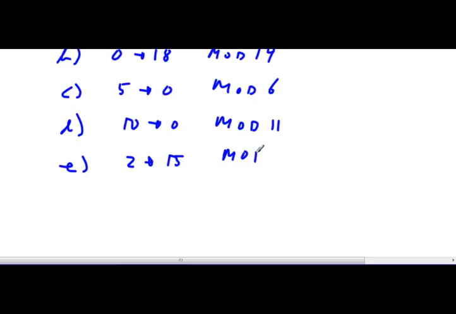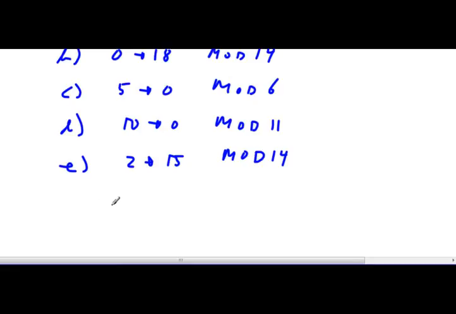Want me to do it again? Mod 14. 2, 3, 4, 5, 6, 7, 8, 9, 10, 11, 12, 13, 14, 15. Only one little pinky left. Mod 14. Got that? That's graduate school. You get that in graduate school.